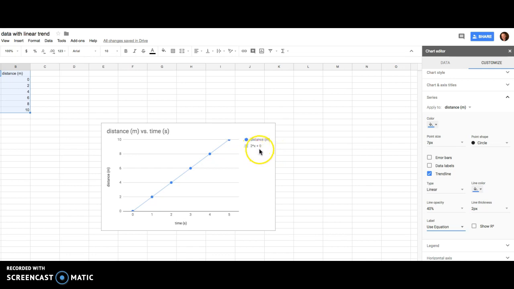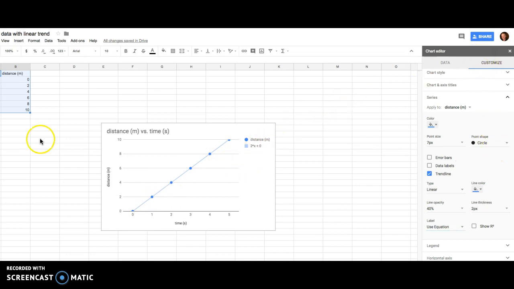Y equals 2x plus 0. 2 is the slope. 0 is the intercept. So this is an mx plus b form. And therefore, the trend between every pair of points is a rise of 2, a run of 1, a slope of 2. These points are all collinear.